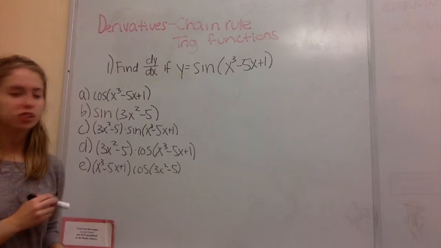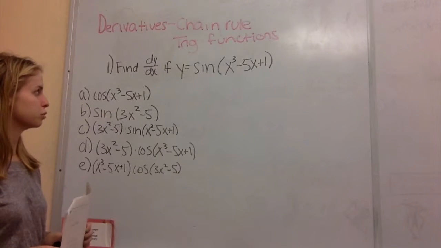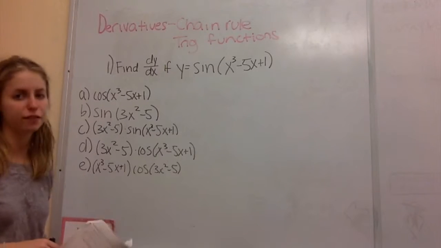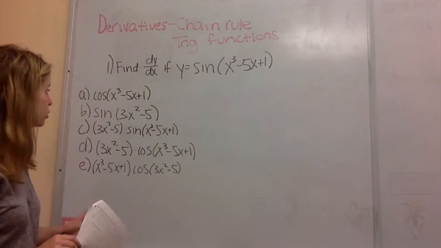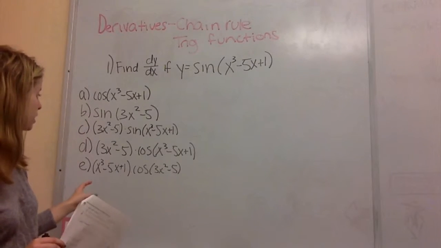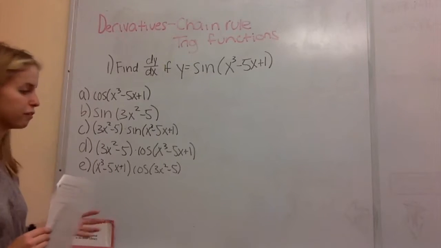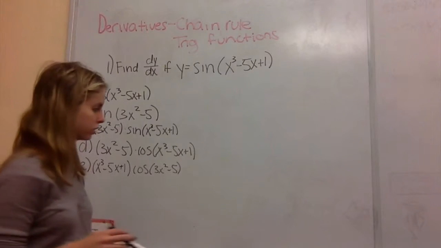So here we have a practice multiple choice problem. Find dy dx if y is equal to the sine of x cubed minus 5x plus 1. And we're going to use this example showing you the chain rule because you have a list of options, and if you do the chain rule correctly, you'll find one of these and you'll know that it's right, and some of them have a variation that's not exactly correct.